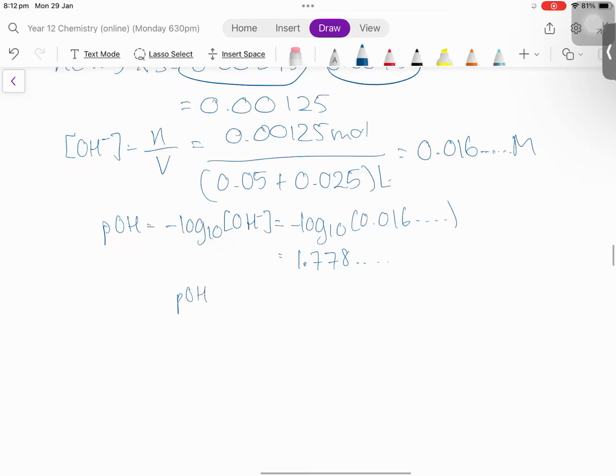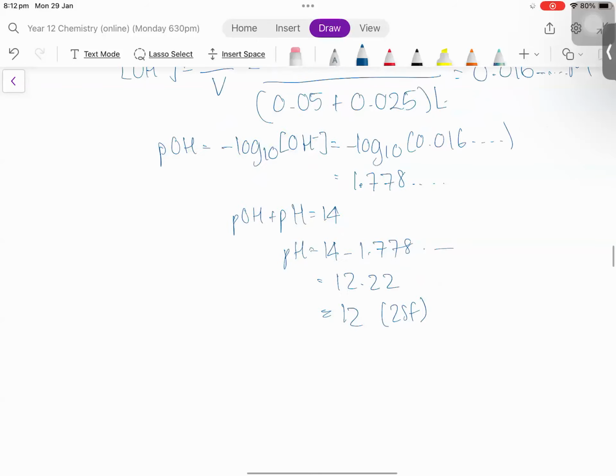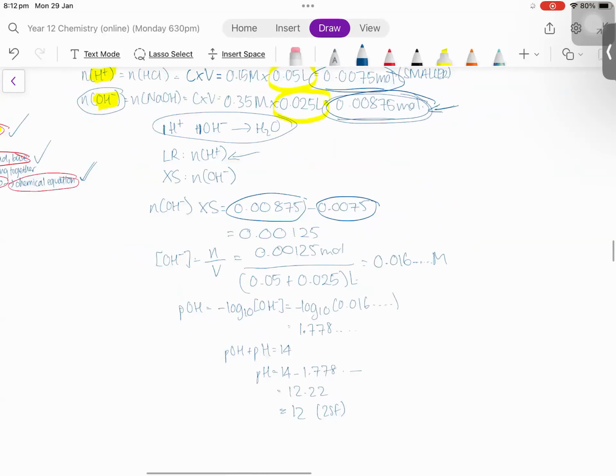And then for me to convert to pH, pH plus pOH is equal to 14. So pH is 14 minus 1.778. So my final answer for pH is, James? 12.22, and I round off to two significant figures. So this is going to be 12. Does it have units? No. So it's just 12 with two sig figs. Okay, and that's your working out.